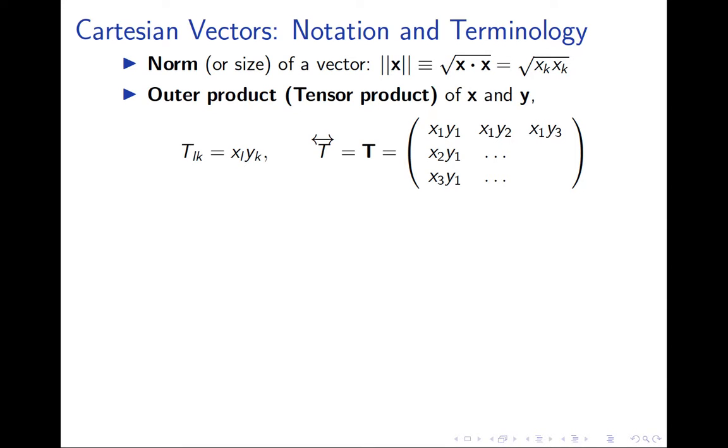As I said, we can define different kinds of products of two vectors. The second kind of product of two vectors is known as an outer product or a tensor product of two vectors x and y. In fact, this is not a single object, but there are actually 9 objects. The outer product consists of 9 objects. So the outer product T_lk is the product of the lth component of the x vector and the kth component of the y vector.